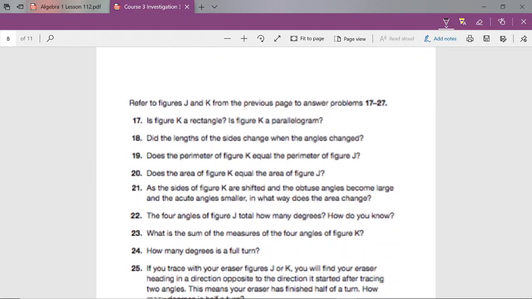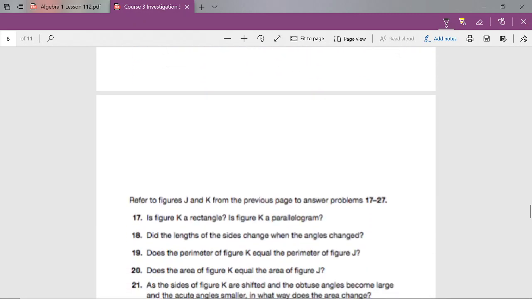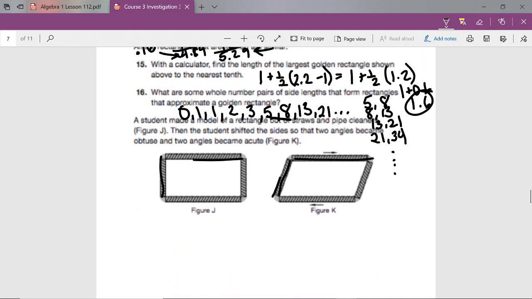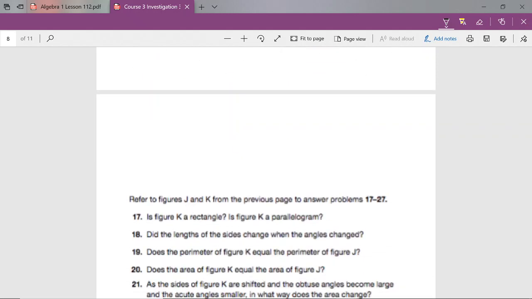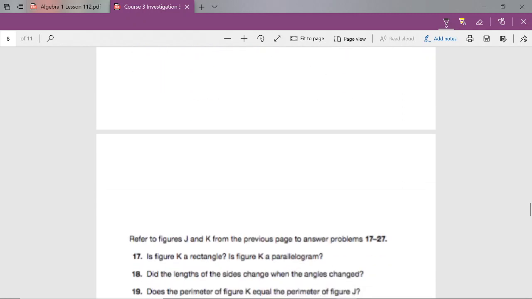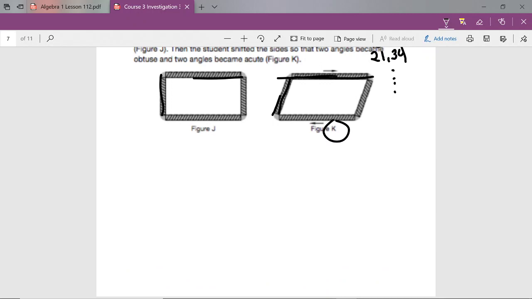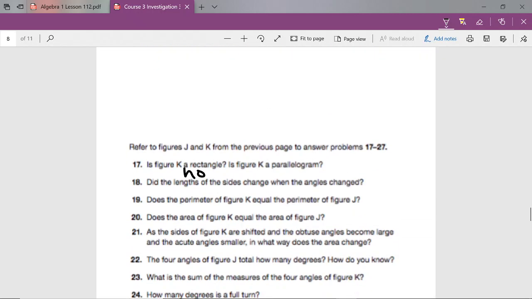Let's see. So is figure K a rectangle? We look up here. Does it have those 90-degree angles? Yes, it does. So figure K is definitely a rectangle. Is figure K a parallelogram? Sorry, I looked at the wrong one. Is figure K a rectangle? This is K. And no, it is not. Is it a parallelogram? And we would say, yes, this is parallel to this. Here and here is parallel, two pairs of parallel sides, so yes, it's a parallelogram.